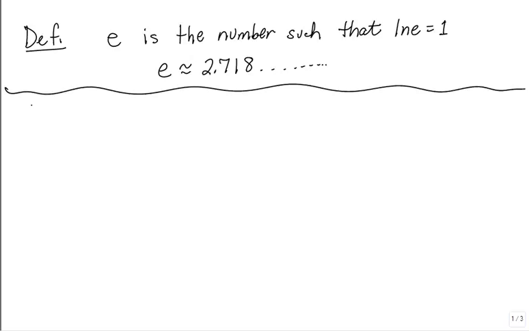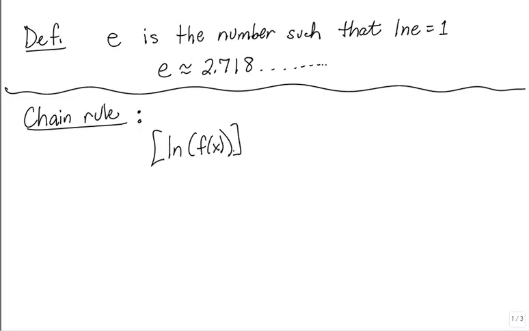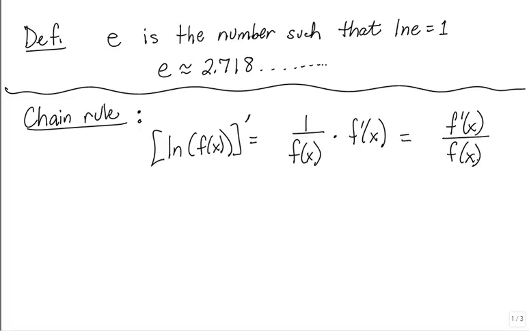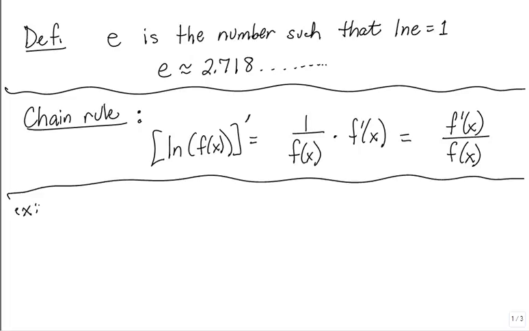Okay, let's get to the chain rule. Again, these are looking at definitions the calculus way. So the chain rule says that this derivative is 1 over the function times the derivative of the inside function, which is just the derivative in the numerator and the function in the denominator. So, for an example, here's an example of an integration. We do the integral of tangent x. We want to integrate tangent.